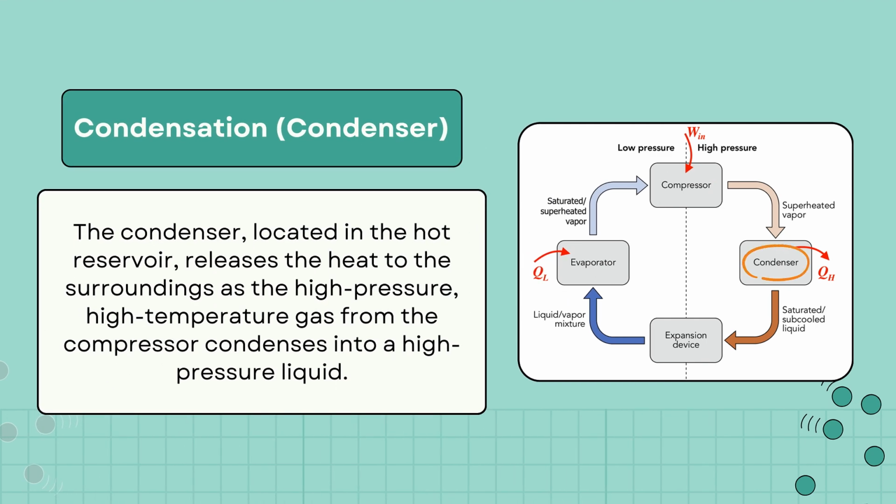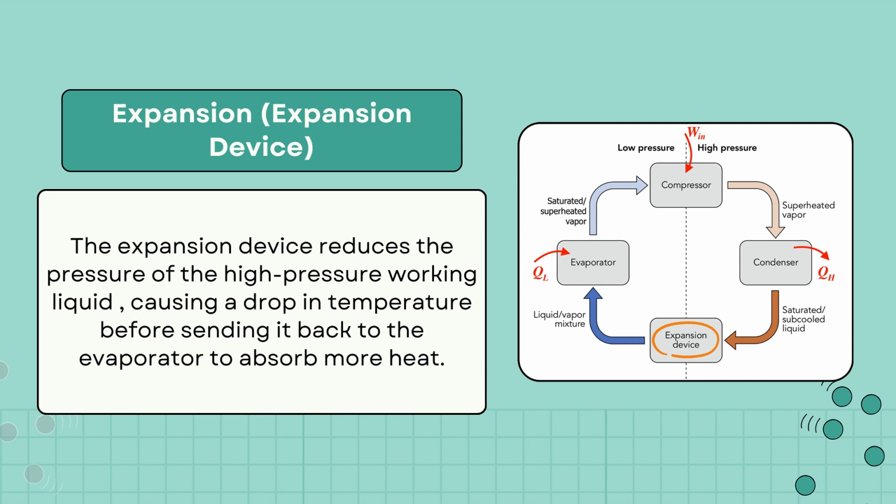Third, we have the condenser, or condensation. The condenser located in the hot reservoir releases the heat into the surroundings as the high temperature gas from the compressor condenses into high pressure liquid. And lastly, we have expansion, caused by the expansion device. The expansion device reduces the pressure of the high pressure working liquid, causing a drop in temperature before sending it back into the evaporator to absorb more heat.